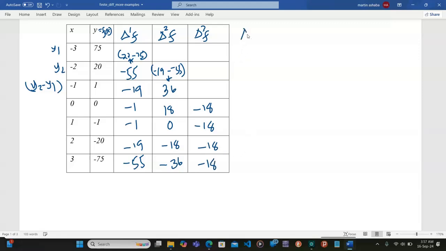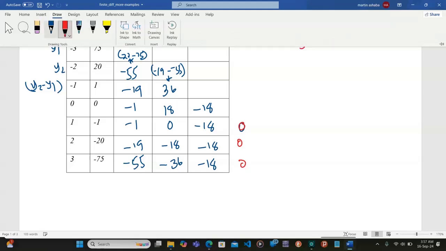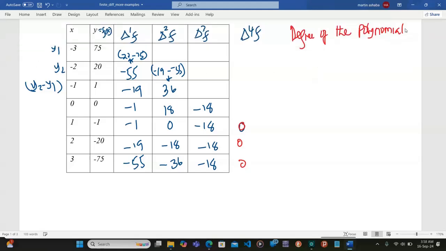If I proceed, the fourth difference would be 0, because it is going to be this minus that. This minus that, I get 0. This minus that, I get 0. This minus that, I get 0. But now, how do I get the degree of the polynomial? The degree of the polynomial is going to be 3. Why? Because it's the third difference, okay? The third differences are giving a constant value that is non-zero.